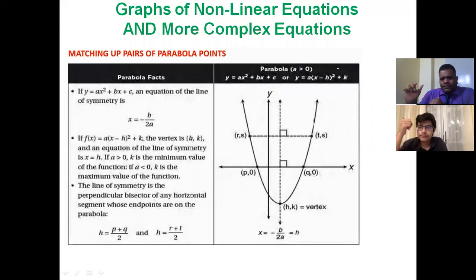The basics of this is very simple, once you get the axis of symmetry. See, one thing I'll clear.